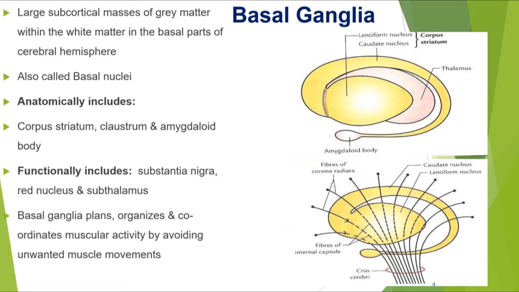Anatomically, it includes corpus striatum, claustrum, and amygdaloid body. Functionally, it includes substantia nigra and red nucleus, both of which are parts of the midbrain, which you will find in sections of midbrain, and subthalamus. To fit it in one line, the basal ganglia functions to plan, organize, and coordinate muscular activity by avoiding unwanted muscle movements. In this picture, you can make out the corpus striatum, its two parts, the caudate nucleus, lentiform nucleus, and that is the thalamus. This is the amygdaloid body.